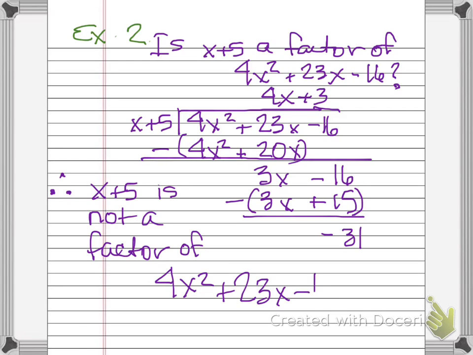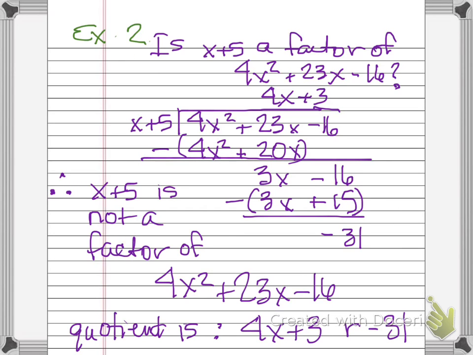And we write our whole quotient as 4x plus 3, remainder 31. Okay, so be sure that you look at how we're noting the remainders, okay? And any remainder means that the term you've divided by is not a factor.